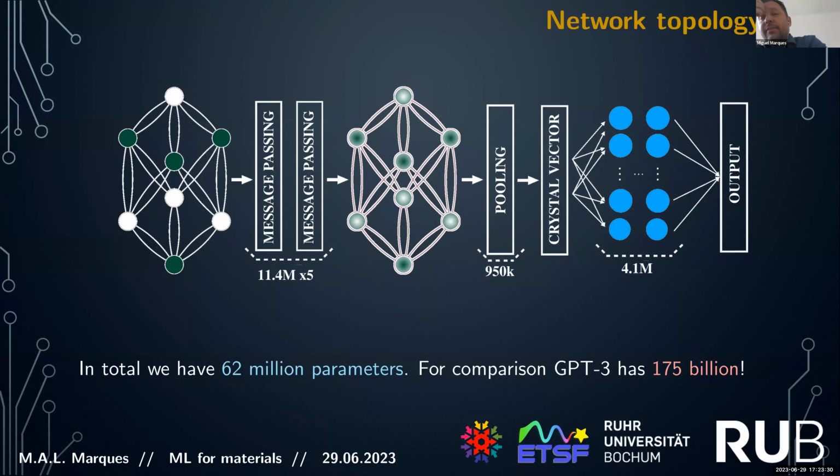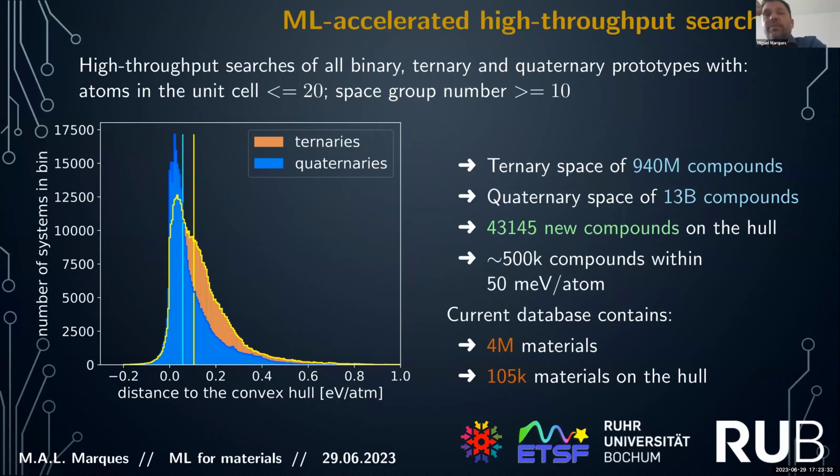So having this network, we can use it to predict, as I told you, stability of crystal structures. Then we filter them, we select them, and we perform density functional theory calculations of the most promising ones. So this is the result of this search. We searched all binary, ternary, and quaternary prototypes we have in our database. There are quite a lot of prototypes, and we had to put some cutoffs to make this possible.